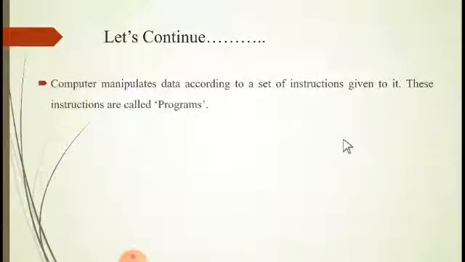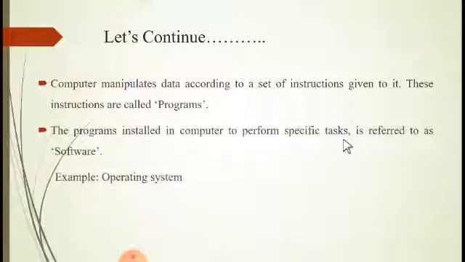A computer manipulates data according to a set of instructions given to it. These instructions are called programs. The programs installed in a computer to perform specific tasks are referred to as software. An example of software is the operating system.